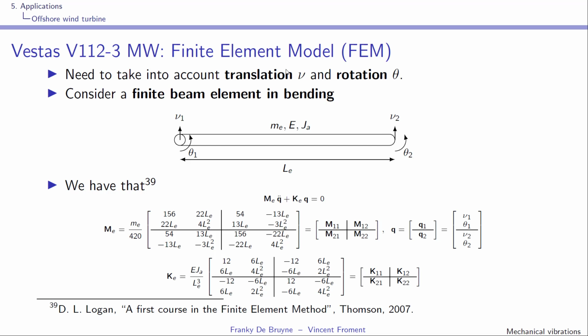The theory will be provided without explanation of how it is obtained. If you want more information, you can refer to the following reference. So we'll start with a finite beam element in bending, and of course in our example we'll have n such elements. Each element is characterized by a number of parameters such as mass, length, elasticity modulus, and area moment of inertia. Each element has 2 nodes, node 1 and node 2, and each node has 2 degrees of freedom, 1 in translation and 1 in rotation.